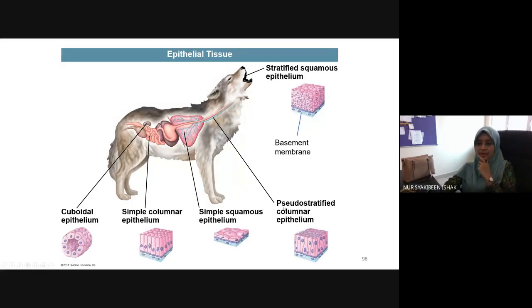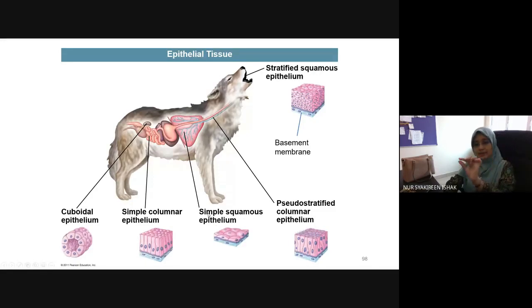Okay, and then kat sini you have pseudo-stratified columnar epithelium. So you have the shape of the cell with varying height, but it is actually one layer of cells. So nampak kat sini ada sel yang pendek, ada yang panjang, ada yang sederhana tinggi, macam tu lah kan. So it is actually one layer, but it seems to have many layers. That is what is meant by pseudo-stratified. And then here you have simple squamous epithelium.